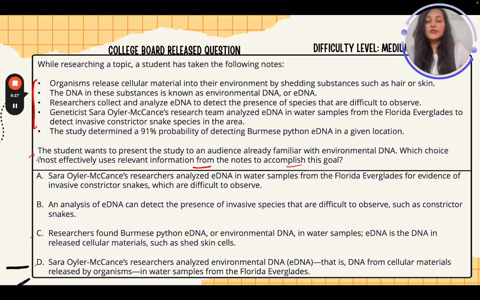So the first part of the question stem: the student wants to present the study to an audience already familiar with environmental DNA. So here the student wants to present the study. Presenting the study means talking about the most important details of a study, right? Like how it was conducted, what it is that we are talking about in the study. So just presenting the basic information of the study, right? It's not about the findings, it's not about the details, it's more about the basic information of the study. Now, the student wants to present this study to an audience who's already familiar with environmental DNA, correct?